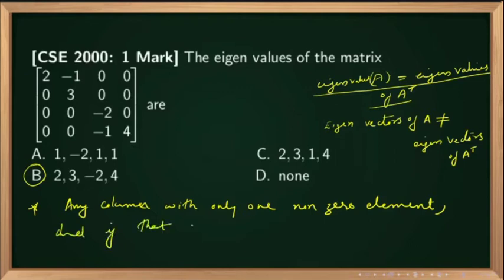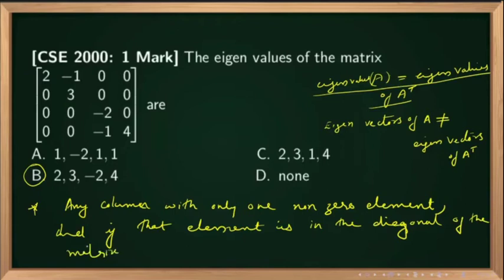and if that element is a diagonal element, that is, it is in the diagonal of the matrix, diagonal of the matrix meaning your row number and column number should be the same, then that value will be an eigenvalue. This is an important property.